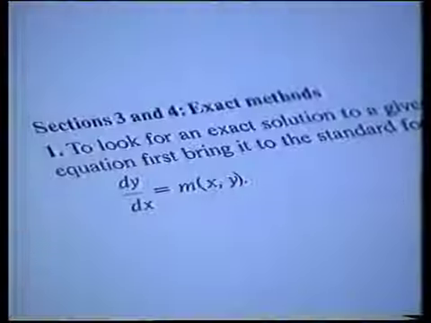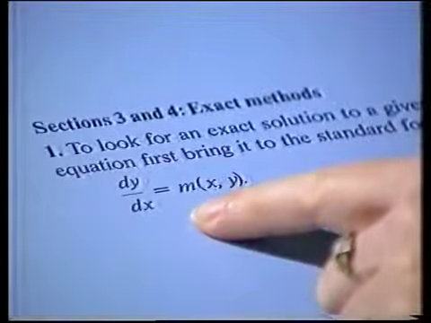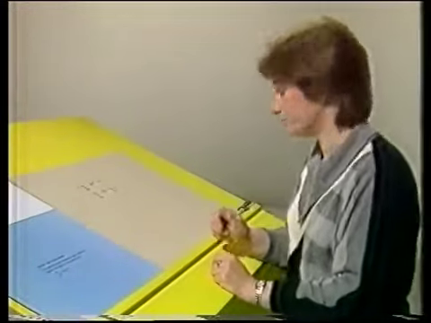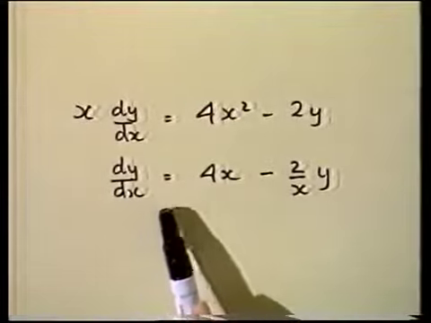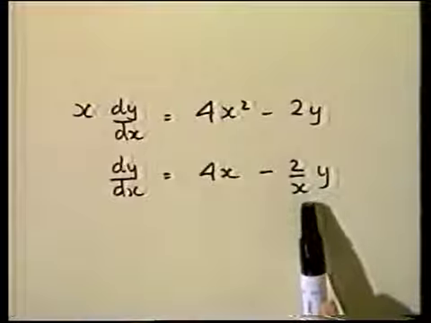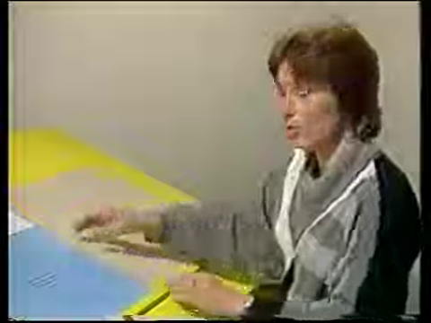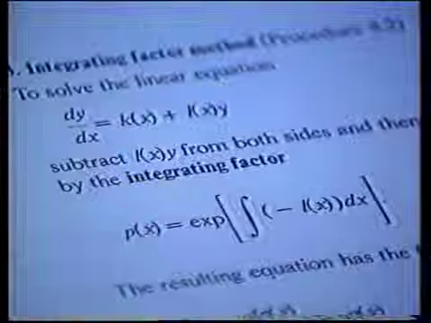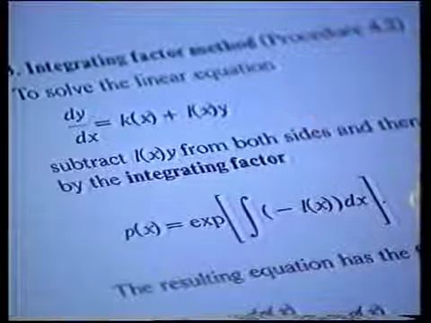Here's a copy of the entry, and the methods all refer to equations of the form dy/dx equals something. So let's get our equation in that form. Our equation, when divided by x, gives dy/dx equals 4x minus 2 over x times y. Now, looking in the handbook again, we see that this is the kind of equation that can be solved using the integrating factor method. The handbook says that if the differential equation is in this form, the integrating factor is this.